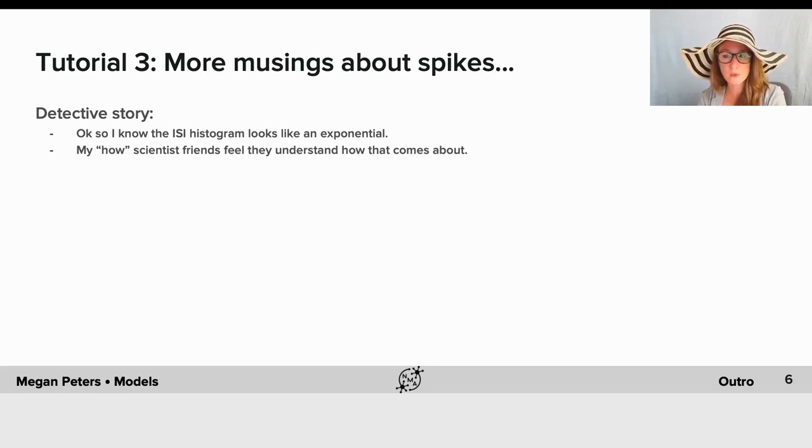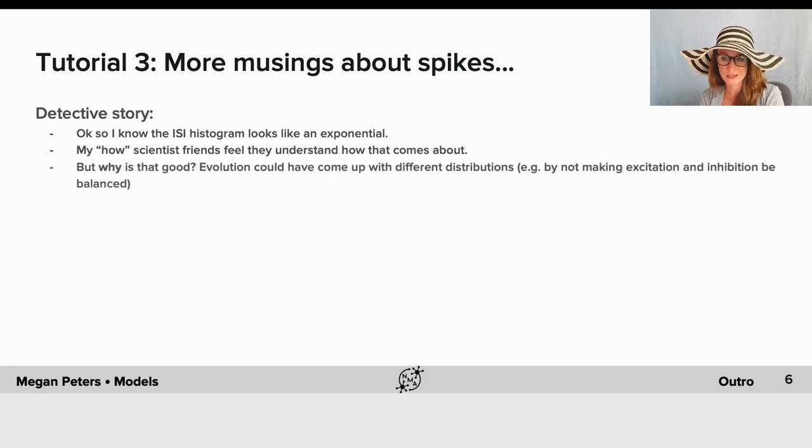And I know how that works in the real neurons. But why does the system do that? Evolution probably could have come up with some other way of making spike trains. What's the point? Why is the brain this way?